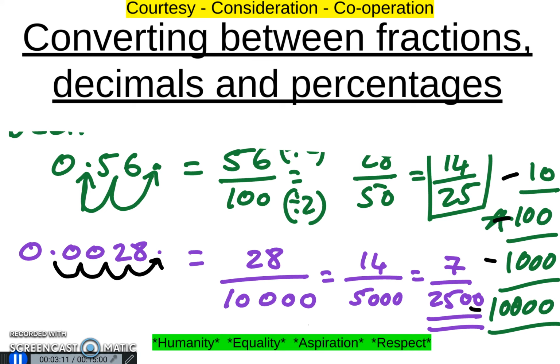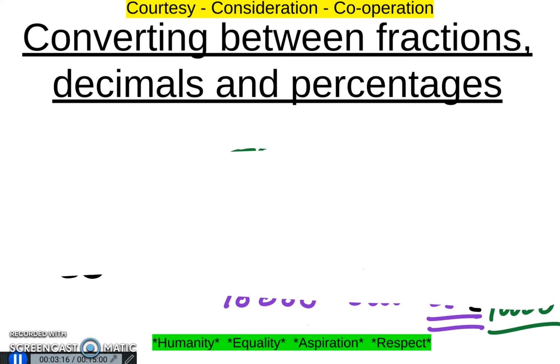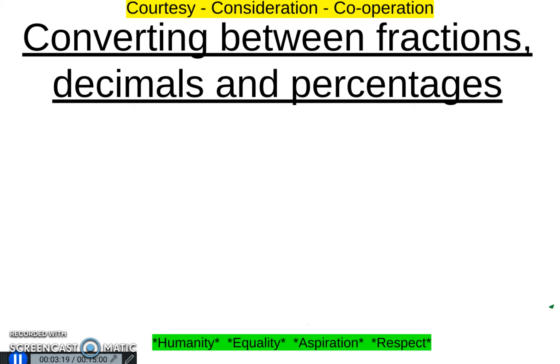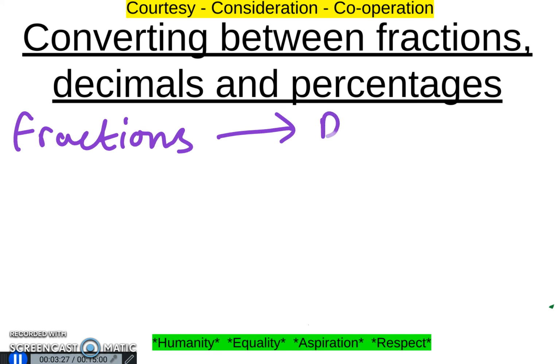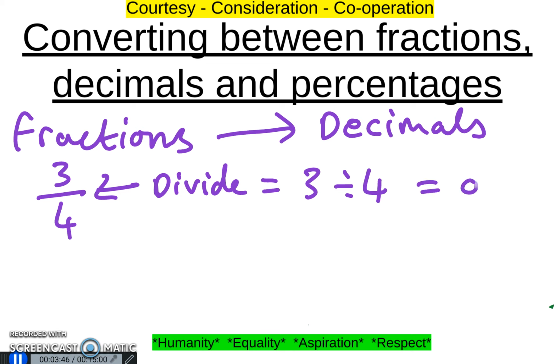So right, now guys, when you have a fraction, this line over here means divide. So this fraction actually means 3 divided by 4. Okay, now we all know the answer to this is 0.75. But how would you do it if you didn't know that?